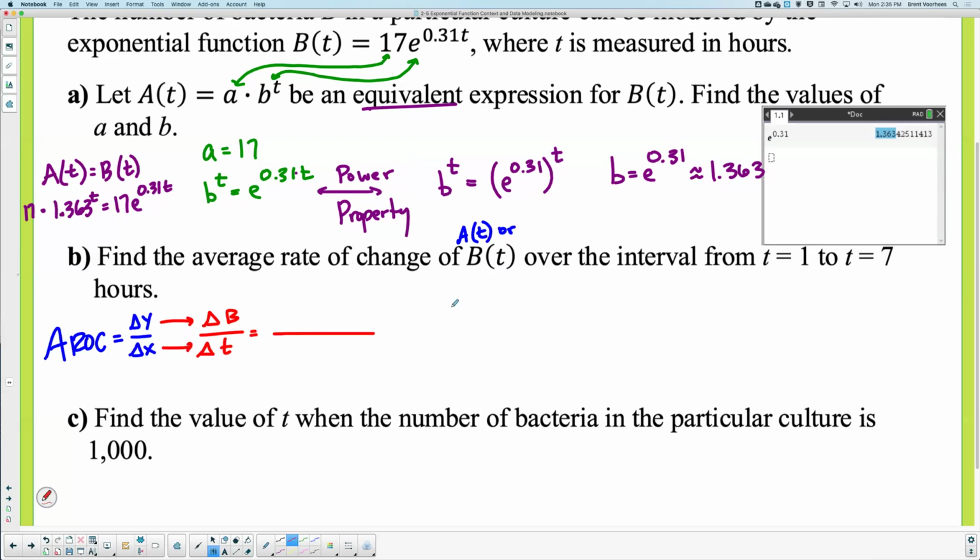And these are probably going to be large numbers. Here's my T1 and T2. Is it the first minus the second, or is it the second minus the first? Okay, I'm going to be lazy. I'm just going to say B of 7 minus B of 1 up here. That's how I'm going to type it in the calculator. Let's use the calculator to solve this for us.